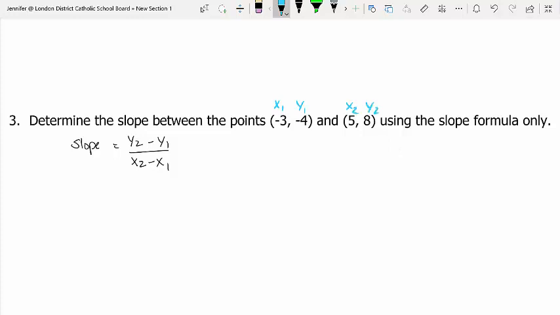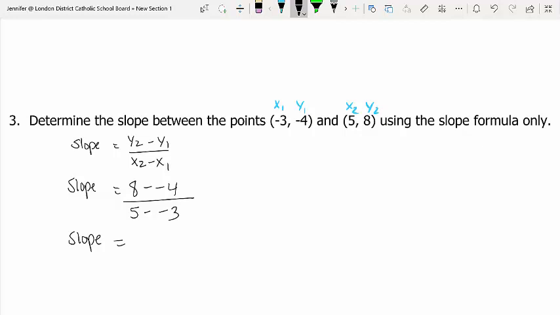That is so important that you label them. Some of you might think, oh, I'll just remember which one's x1 and y1. I see so many people make mistakes because they forget to label them. So please, please, please always label your points. Okay, step 3, let's plug in our values. So y2 is 8, y1 is -4, x2 is 5, x1 is -3.